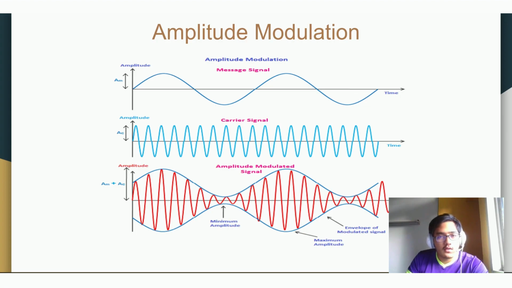So in the first block, you can see that this is the information signal, and the second block is the carrier signal, and the third block is the amplitude modulated signal, which is the combination of the information signal and the carrier signal. As you can see in the third block, when the amplitude of the information signal is at its maximum, the amplitude modulation is also at maximum, and when the information signal amplitude decreases, the amplitude modulation amplitude also decreases, as you can see in this diagram here.